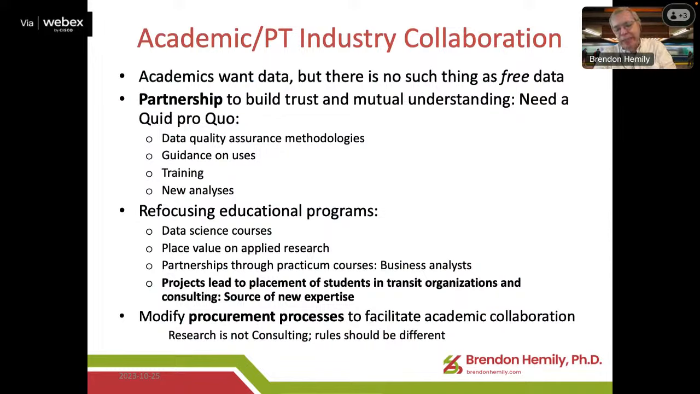And it really will require changes to procurement processes. I know a couple places that have managed to do that, where they've come up with a way of enabling unsolicited proposals or sole source efforts with academics, because research is not consulting, and yet in most cases it's treated the same way.